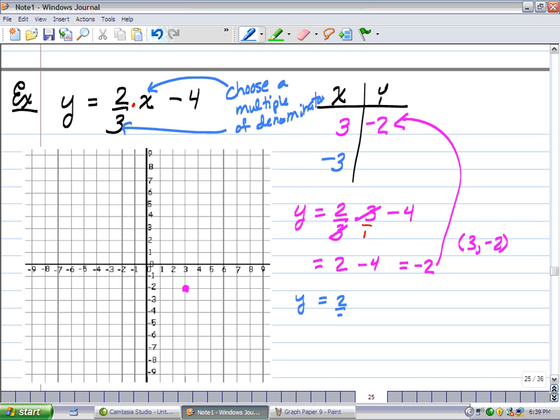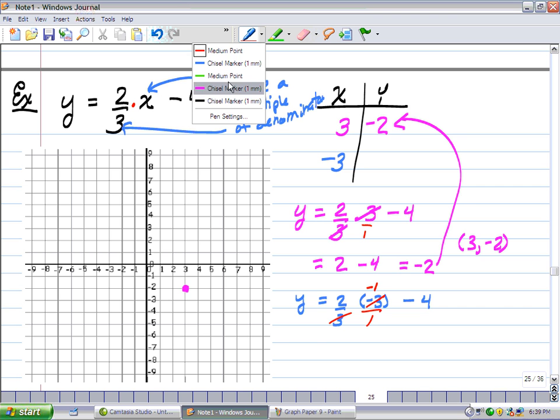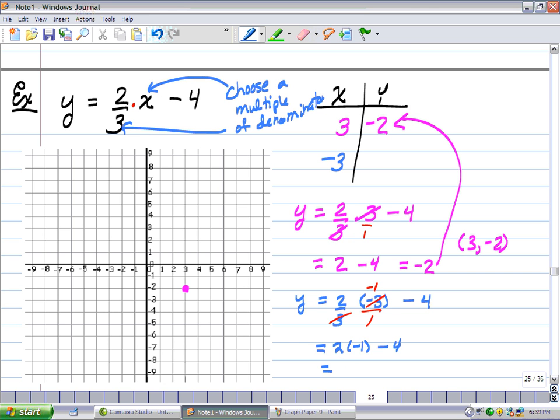So y equals 2/3 times negative 3 minus 4. Again, there's an invisible 1 under there. Can I cancel this? What happens when I cancel 3 and negative 3? I don't get 1, I get negative 1. So my answer here is going to be 2 times negative 1 minus 4, or negative 2 minus 4, which is negative 6, which needs to go into my table there.